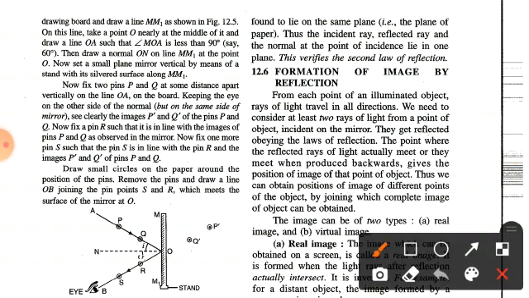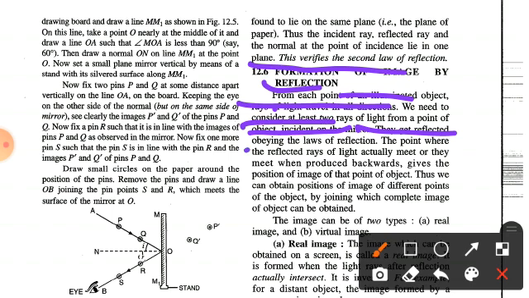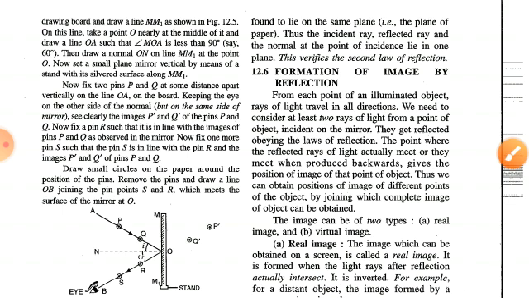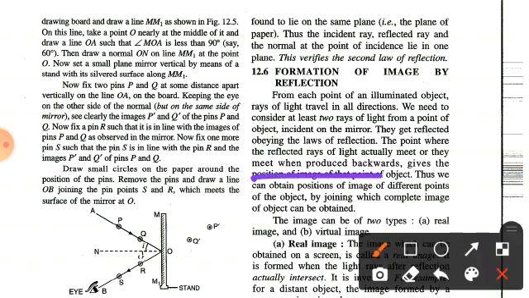Now I am taking you to the formation of images by reflection. What kind of images form when reflection takes place? From each point of an illuminated object, rays of light travel in all directions. So we need to consider at least two rays of light from a point of the object incident on the mirror. They get reflected obeying the laws of reflection. The point where the reflected rays actually meet, or meet when produced backward, gives the position of the image of that point of the object.